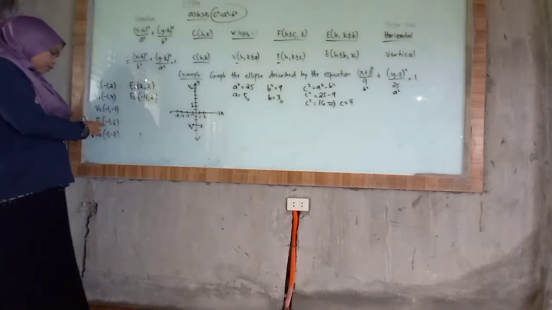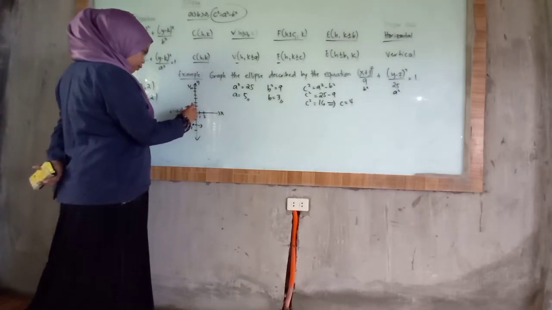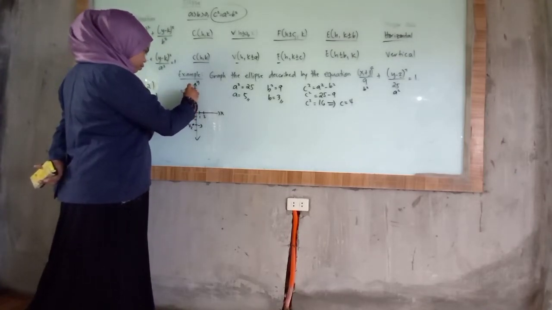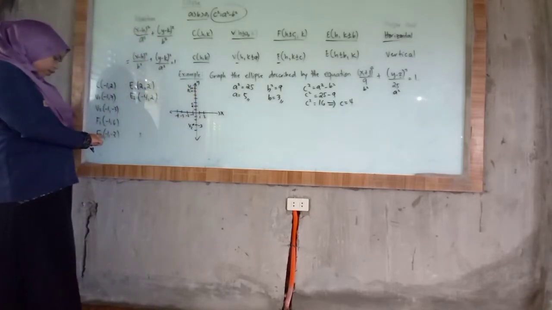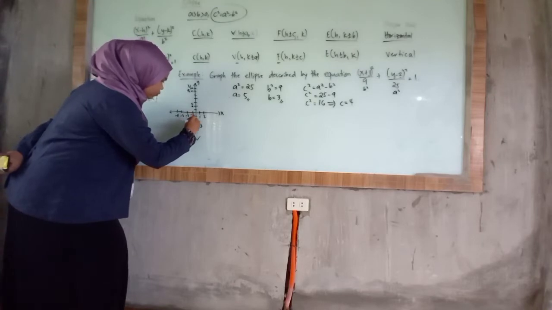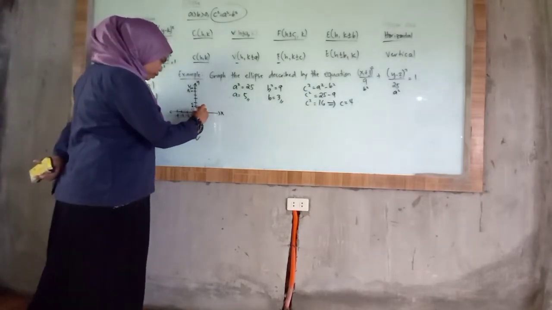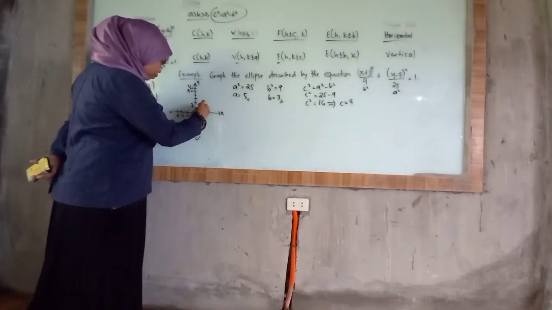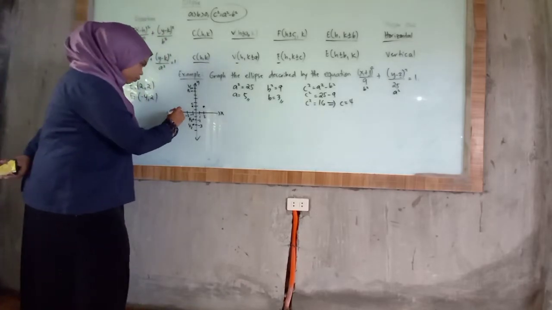For the foci, F1 is (-1, 6), and here is F1. Then F2 is (-1, -2), so here is our F2. For E1, we have (2, 2), it is here. And then (-4, 2).